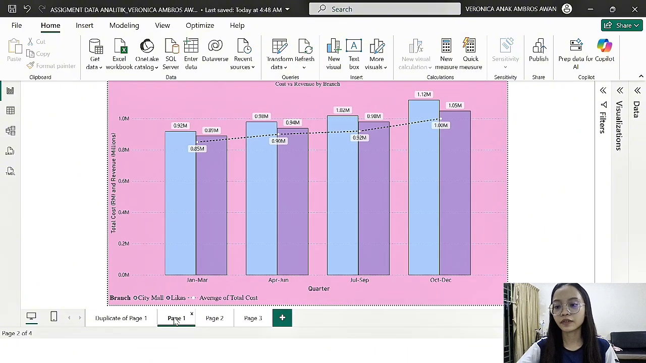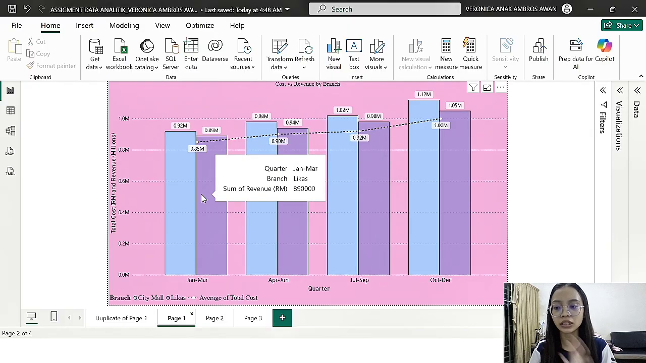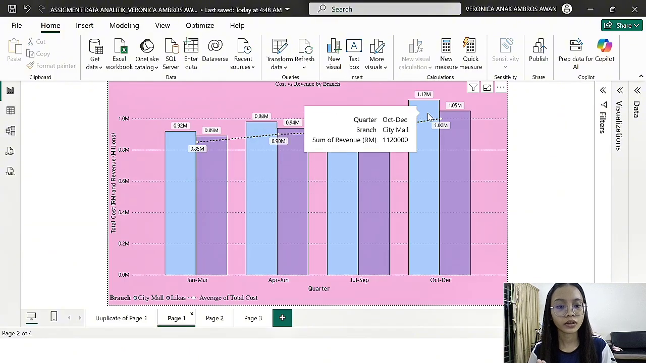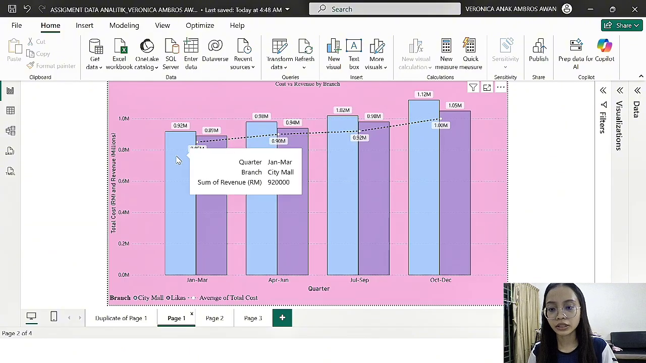So let's start with the first graph. This graph shows how the total operating cost compares with the revenue in two brands, City Mall and Likas. Both brands have the same operating cost. But when we look at the revenue, City Mall generates higher revenue compared to Likas.